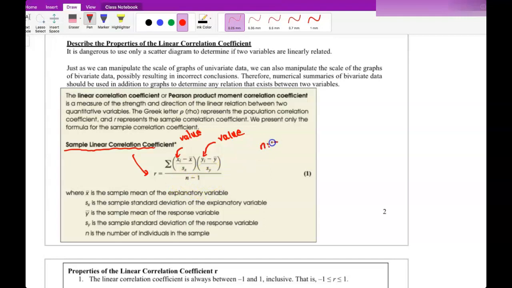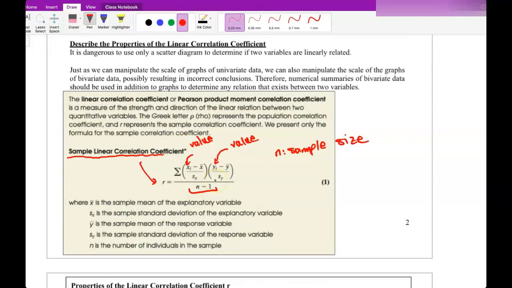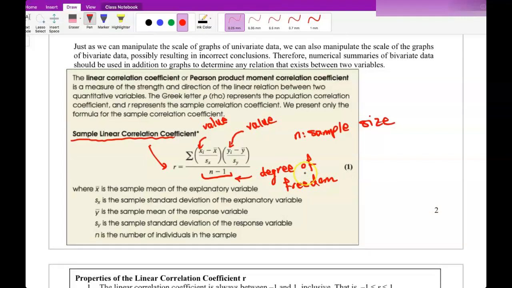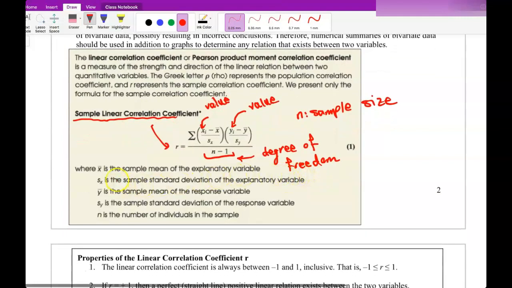So n is the sample size, and n minus 1 is the degrees of freedom. And also, I have all these here. So we have x bar, the sample mean. We already know about that one. So it's the sample mean of the explanatory variable.